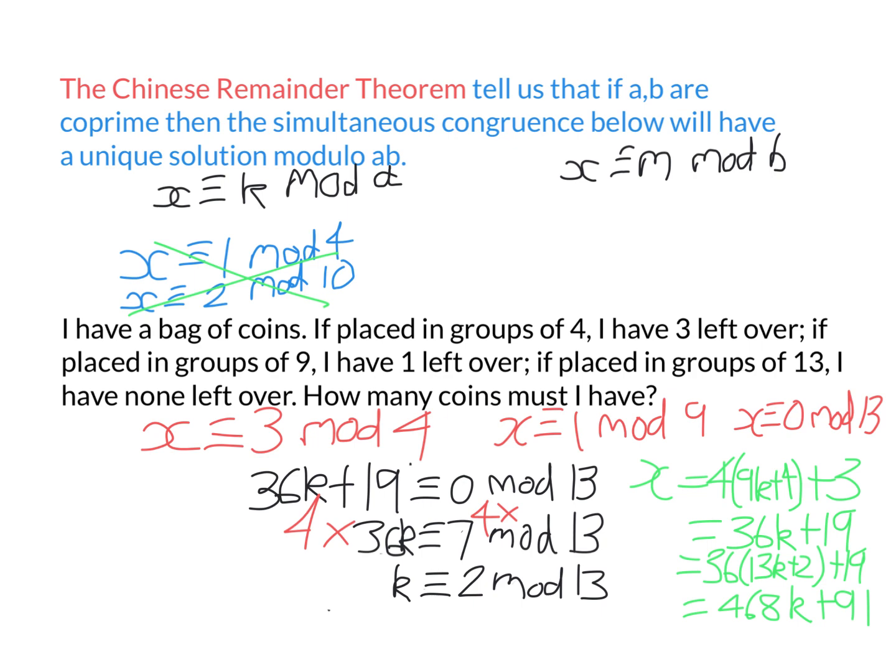So how many coins must I have? Well, there are infinitely many solutions. I could have 91. If k is equal to 1, I would have 559. If k was equal to 2, I'd have 1,027, and so on. Each of those numbers, 91, 559, 1,027, satisfies each of these equations at the same time. So that's how many coins I could have: 91, 559, 1,027, and so on.